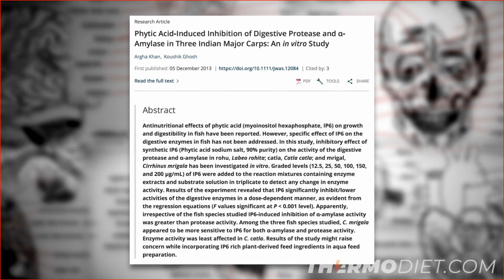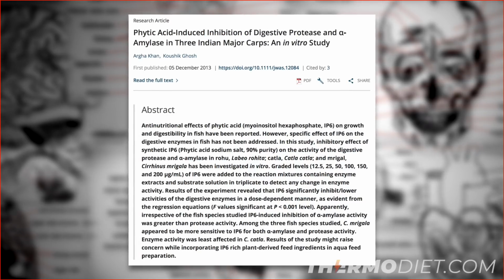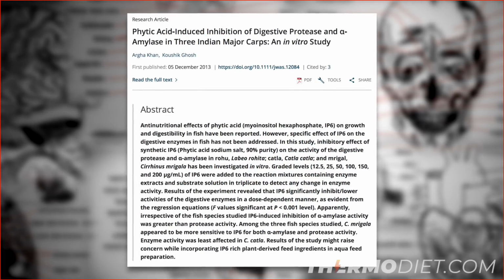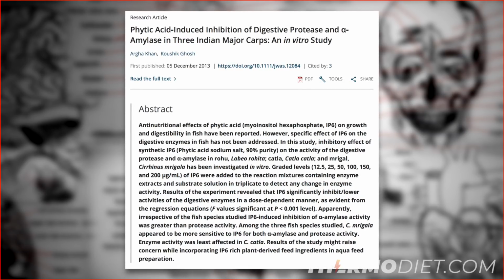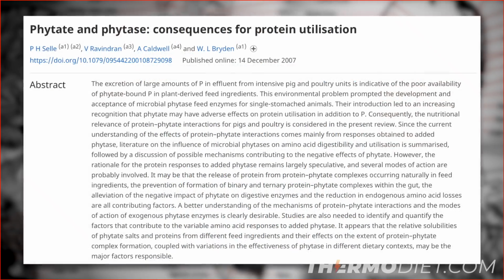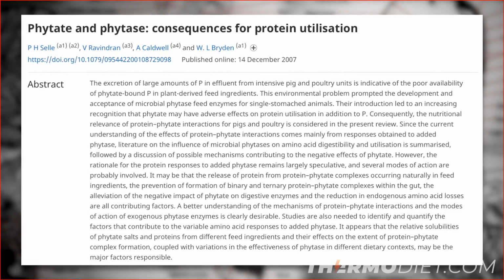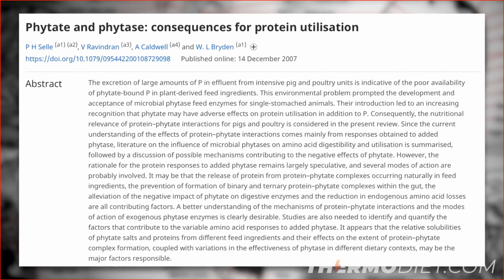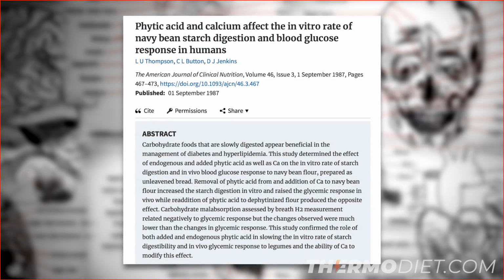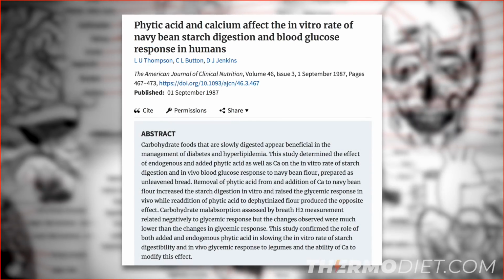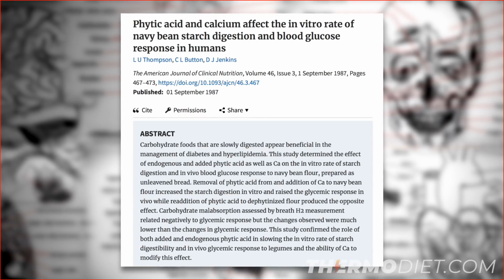This one showed an inhibitory effect of phytic acid on alpha amylase and proteases. Again, all these important enzymes are being inhibited by the phytic acid. This study showed an increased excretion of phosphorus and also talks about the adverse effects on protein utilization because of the phytic acid consumption. Here's another study showing the inhibition, slowing of starch digestion by the addition of phytic acid.